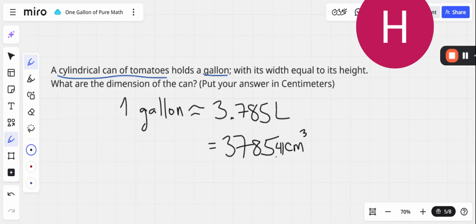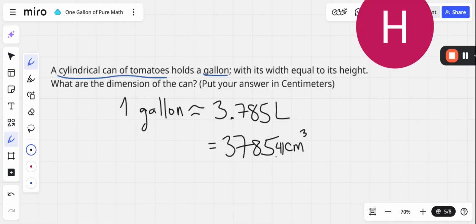Now, why would we even care about this? Well, maybe you want to figure out, based on the size of your shelves, whether or not the can fit on the shelf, right? So if you're ordering a bunch of cans of tomatoes, big cans of tomatoes, you want to make sure that you can actually fit this on your shelf.